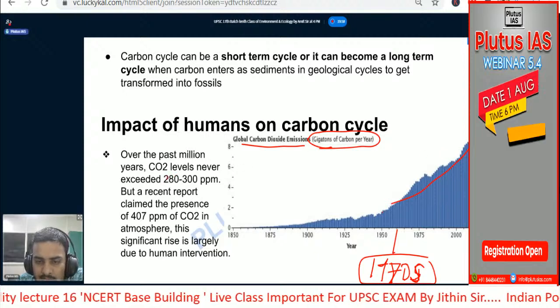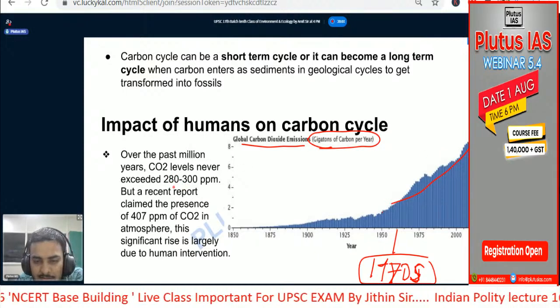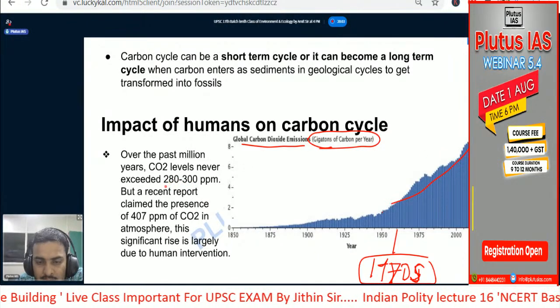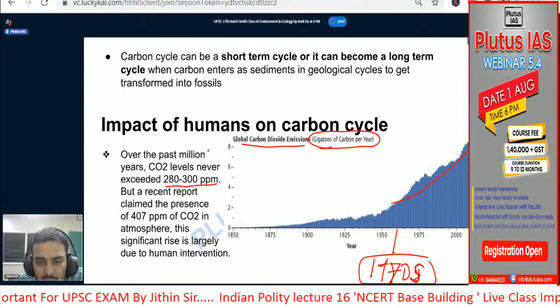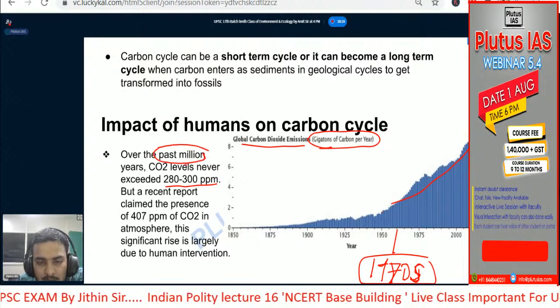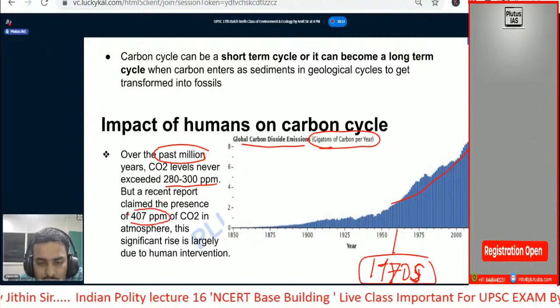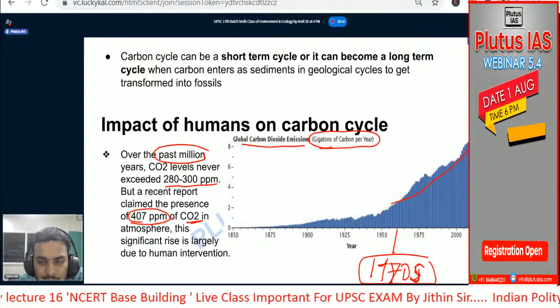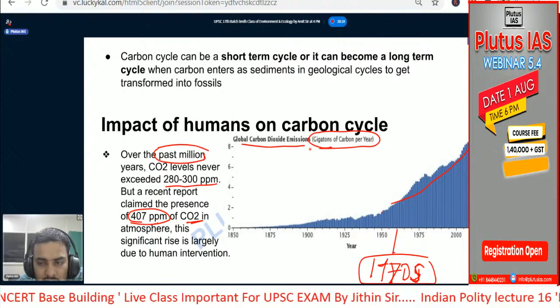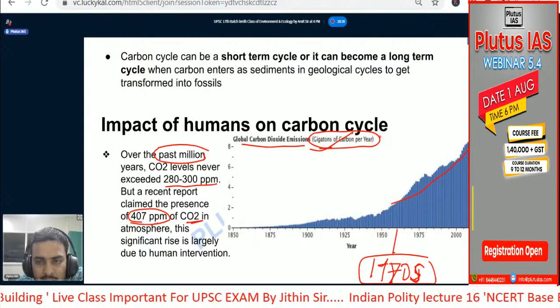I explained this day before yesterday or yesterday: 280 ppm was the level of CO2 in the atmosphere for the past million years. But now it is 407 ppm, because the gigatons of carbon released per year is very high.